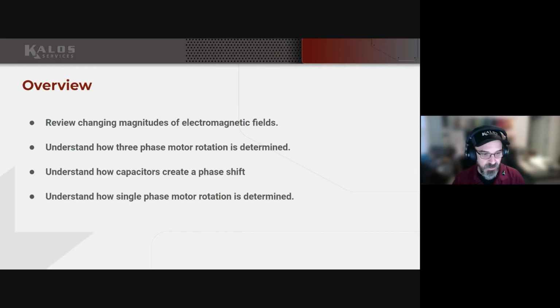Has anybody here had any previous education about capacitors, inductors, and how voltage leading current versus voltage lagging current might create a phase shift? That's okay. This is going to be pretty new material to most folks here.